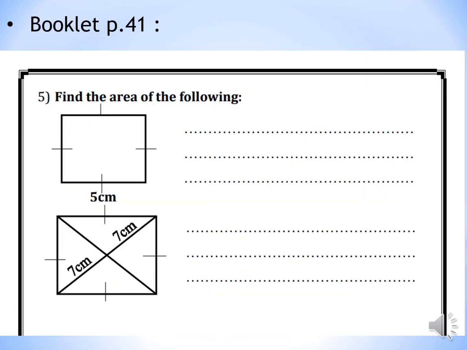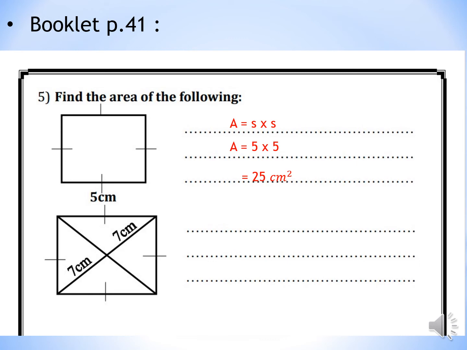Booklet page 41. Find the area of the following. I have here a square with side length 5 centimeters. So for the area, I would use the rule of the side. The area equals side times side. So the area equals 5 times 5 equals 25 centimeters squared.